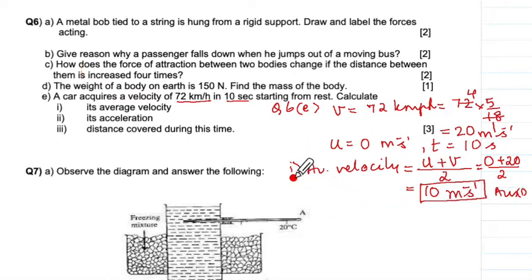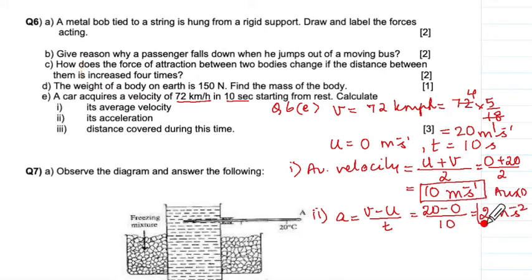Now we look at the second part, the acceleration. Acceleration is v minus u upon t. Our final velocity is 20, initial velocity was 0 and the time taken is 10. So you will have 20 upon 10, that is 2 meter per second square. That becomes our answer 2.